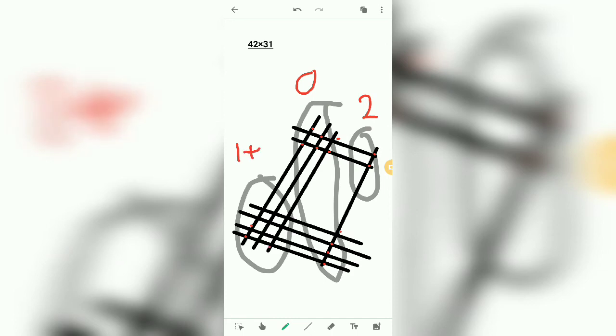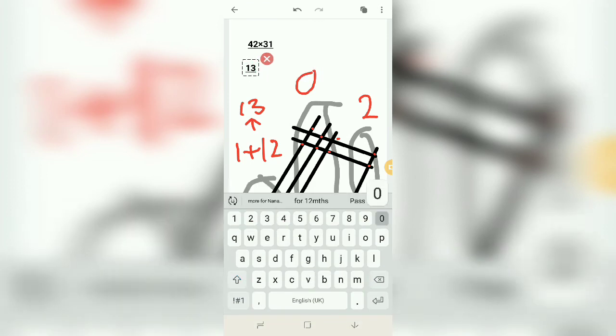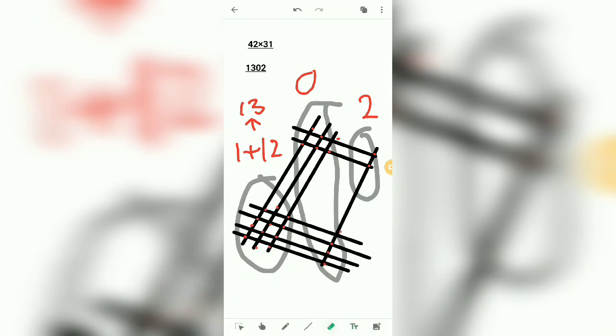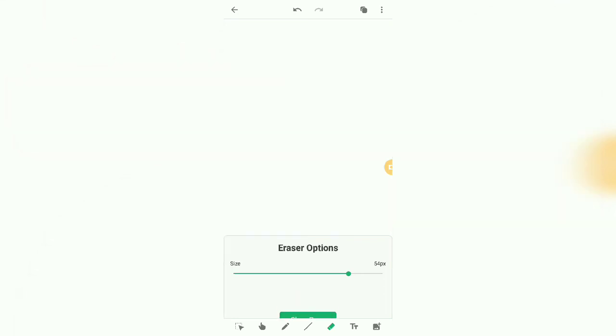Okay, so we have 1, 2, 3, 4, 5, 6, 7, 8, 9, 10, 11, 12. So 1 plus 12, and that is 13. So that gives us our answer to be 1302. That's right. Okay. So we go to another one.